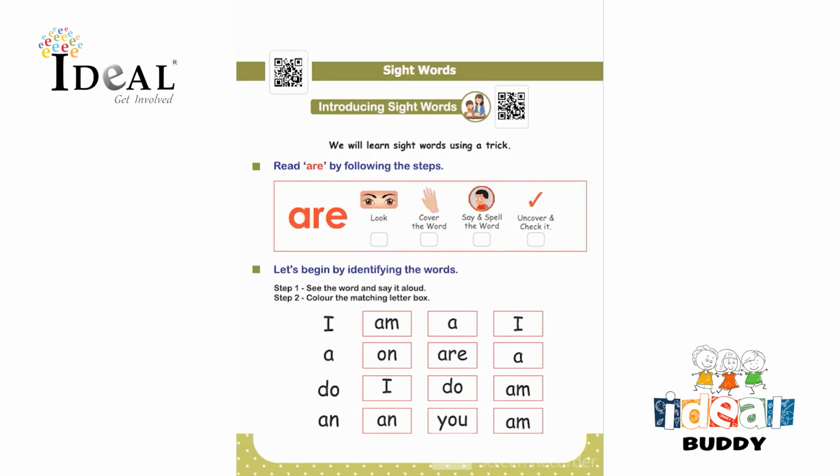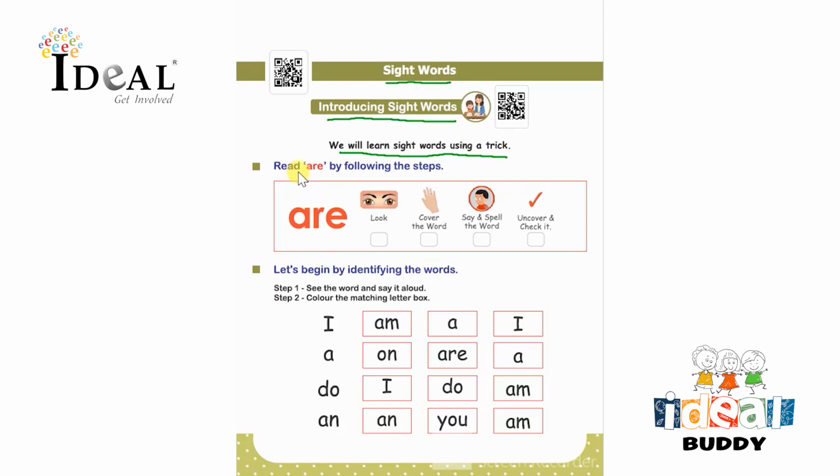Hello everyone. This worksheet is about sight words. The title is Introducing Sight Words. Here it is written, we will learn sight words using a trick. Let us see what the trick is.